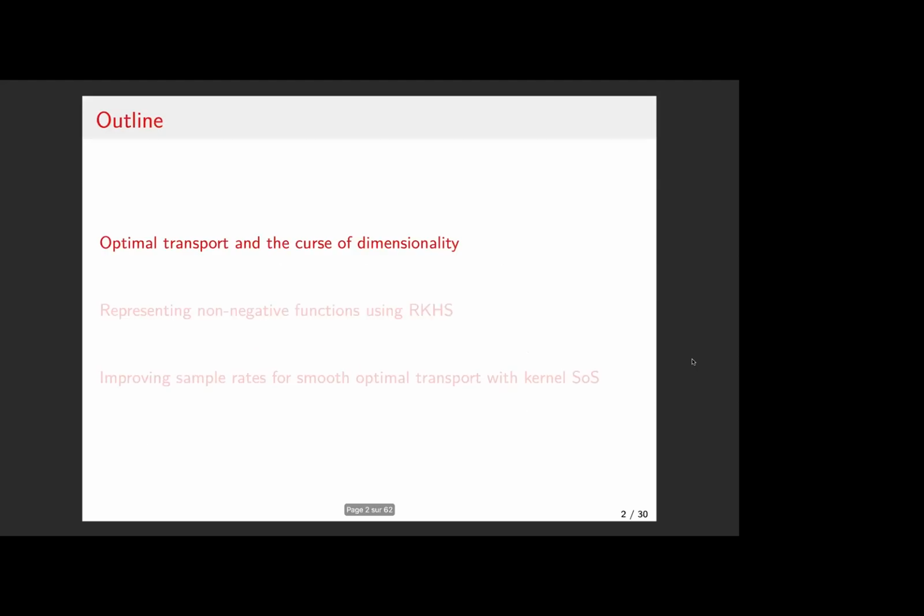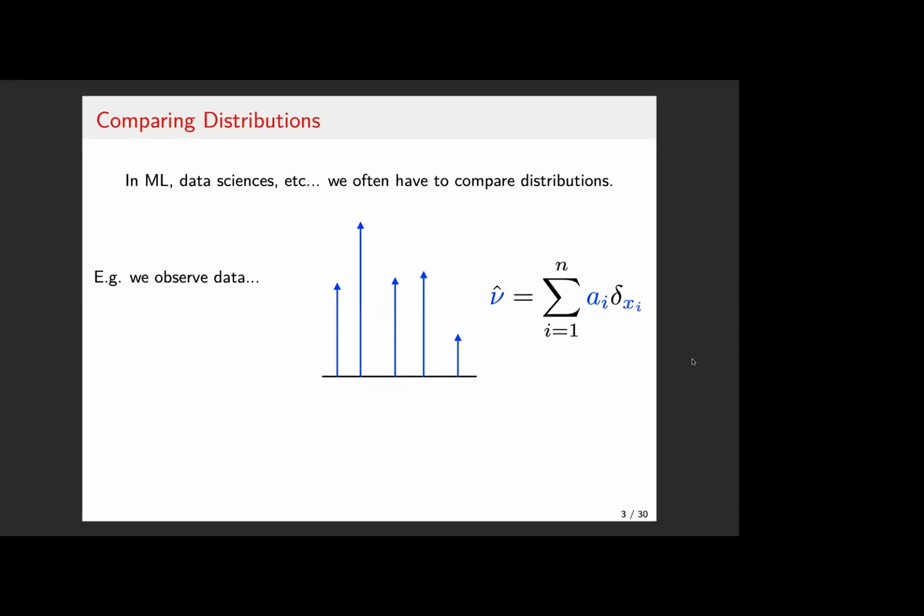So I'm going to start with a quick introduction to optimal transport, and I'm going to explain how it is affected by the curse of dimensionality. Then I'm going to introduce the tools that we're going to use to try to alleviate this curse of dimensionality, which are namely kernel sums of squares. And then finally, in the last part, I'm going to wrap everything up and explain what we were able to obtain with our methods. Let us start with the introduction to optimal transport.